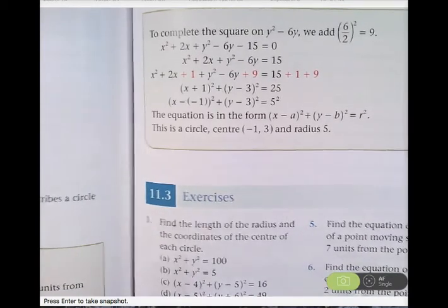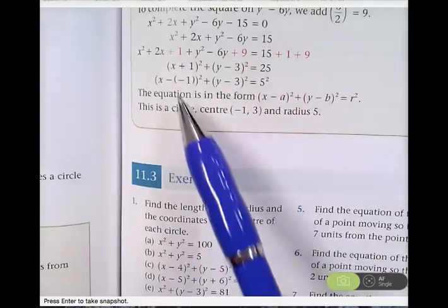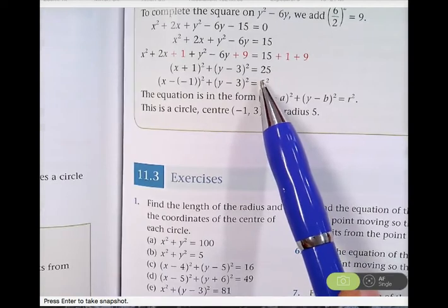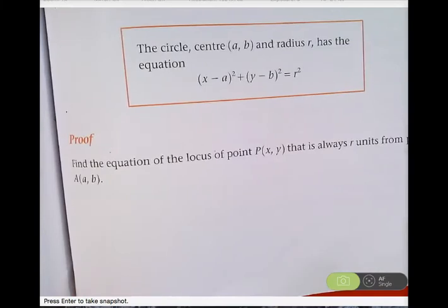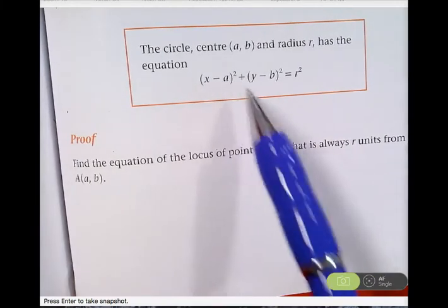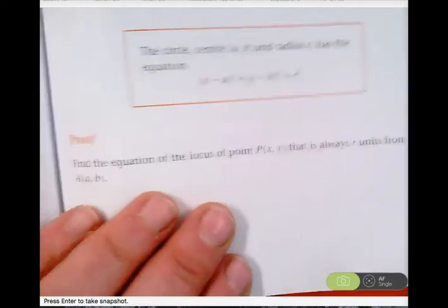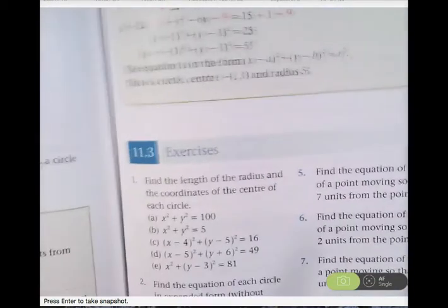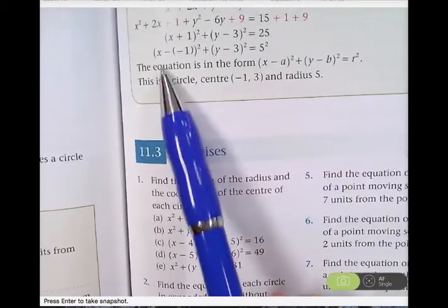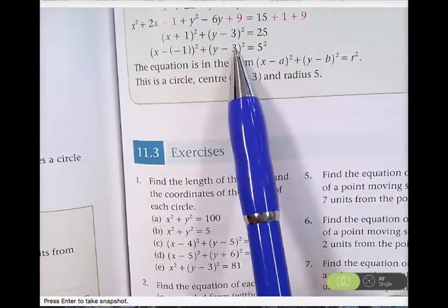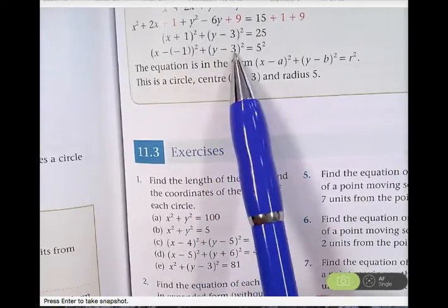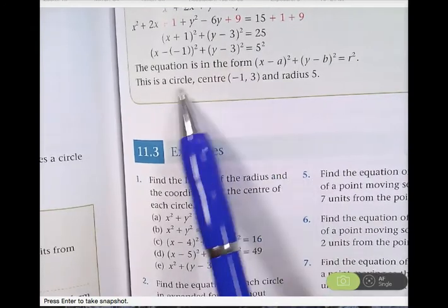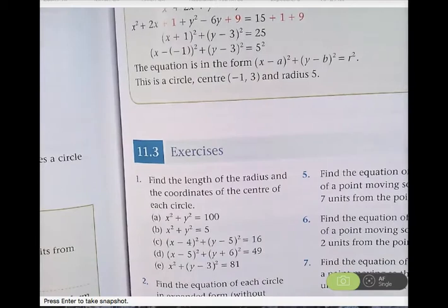Why is it positive? Because it's got to be in the form x minus something, y minus something. The general form of a circle with centre (a, b), radius r, is (x − something)² + (y − something)². Because it's y minus, that's the y value of the centre. If you compare it with (x − a)² + (y − b)², the b is 3 and the a is −1. So it's (−1, 3).